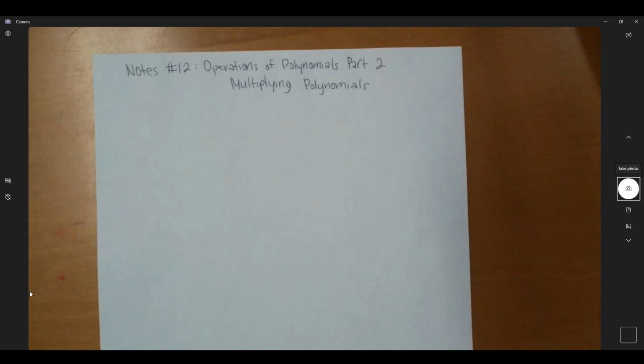All right, so this is part 2 of operations and polynomials. We learned adding and subtracting. Now we're going to be doing multiplying. So you guys need to be really good at distributing and also at FOIL. I'm going to show you a box method, which is my favorite method. But let me just start going through examples because that is the best way to learn this.